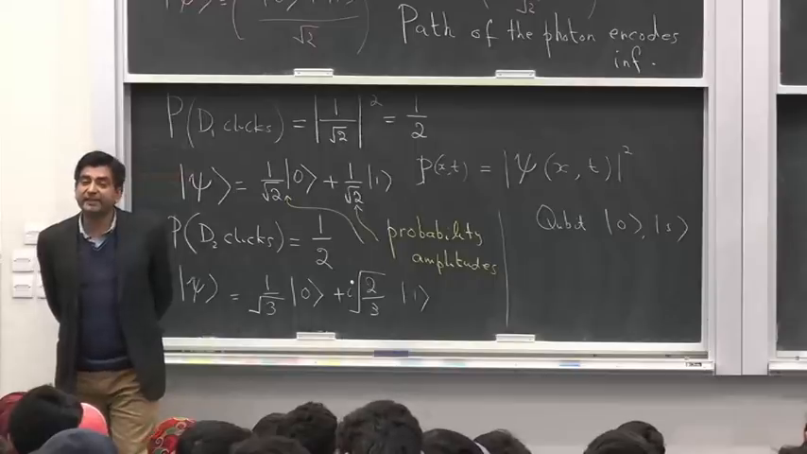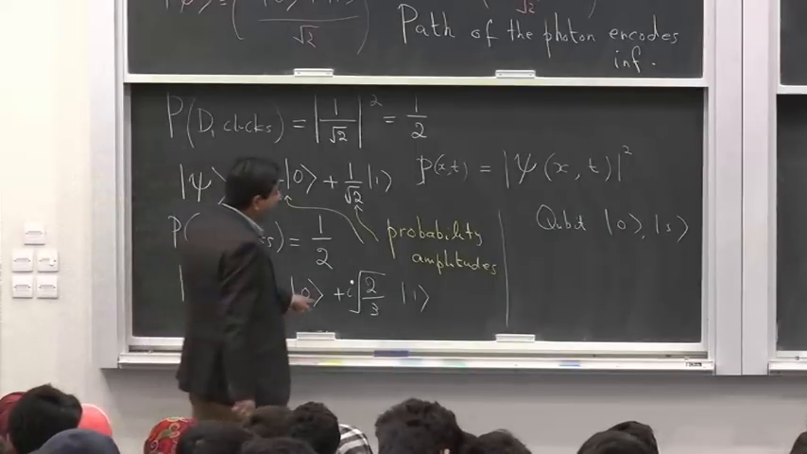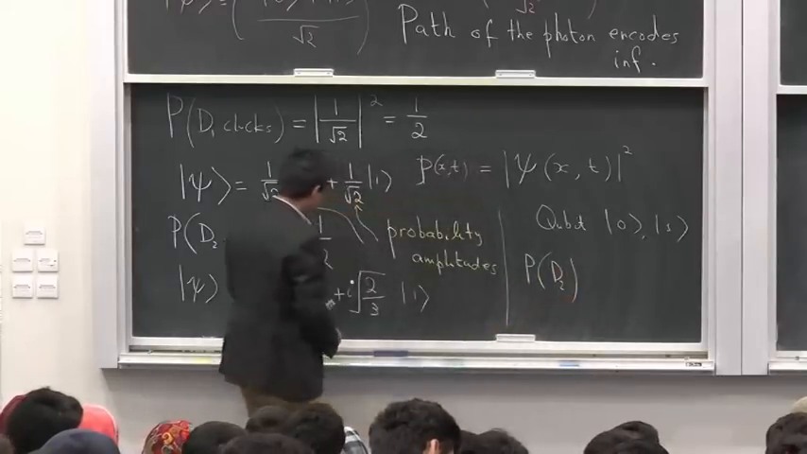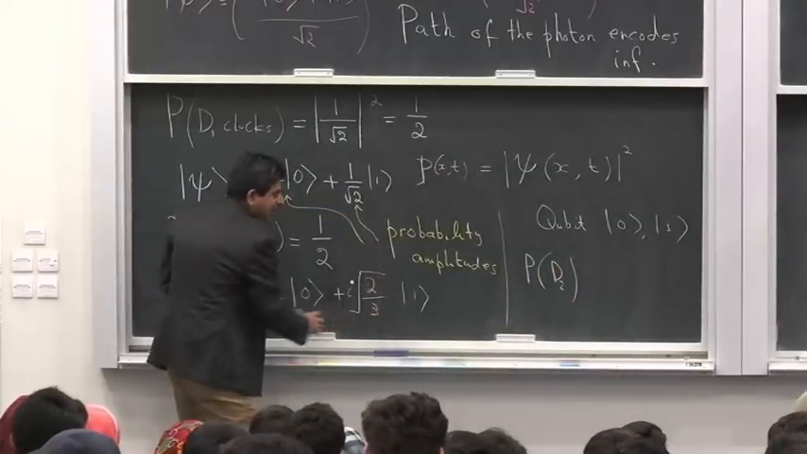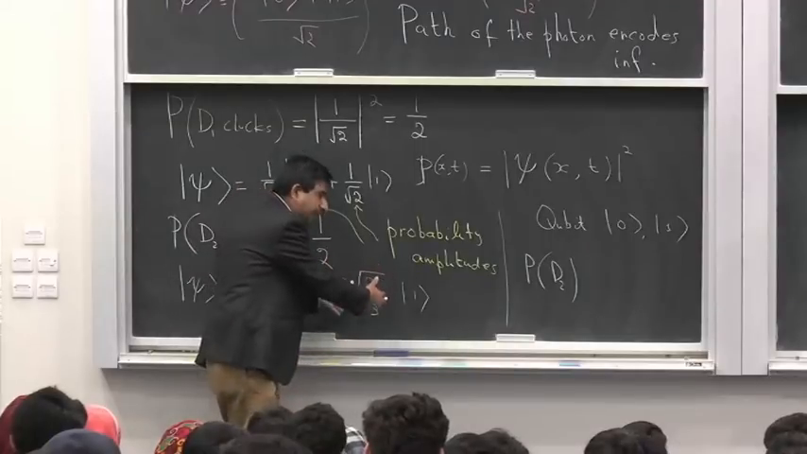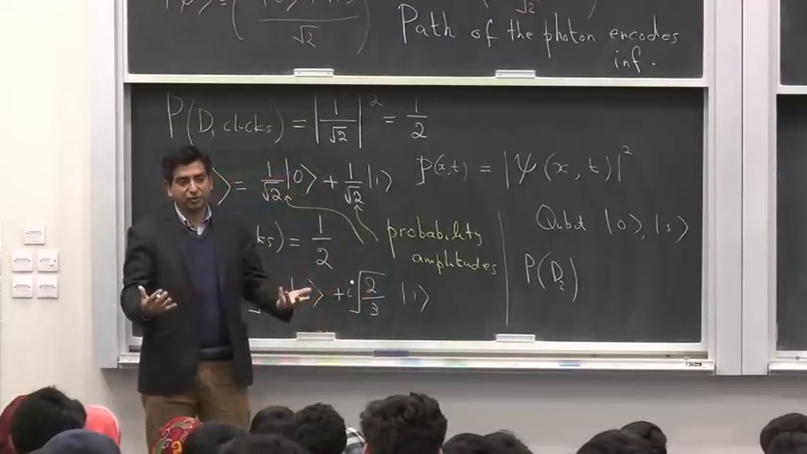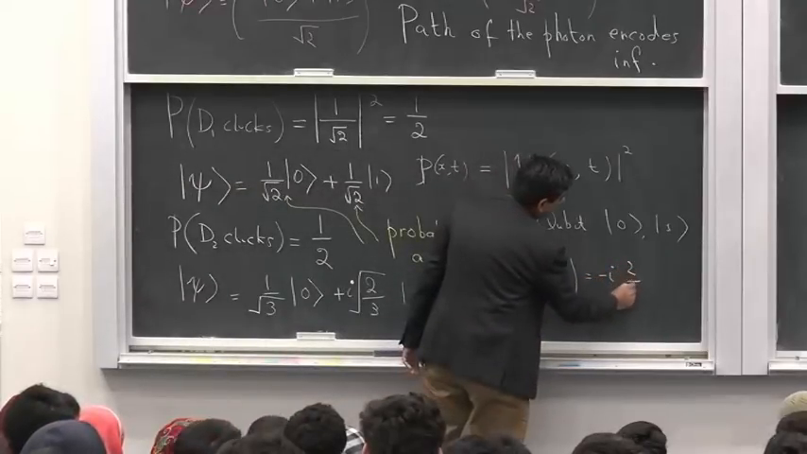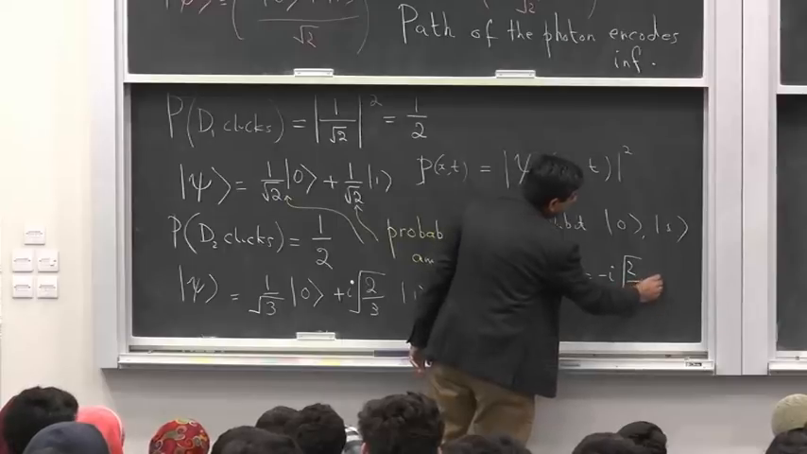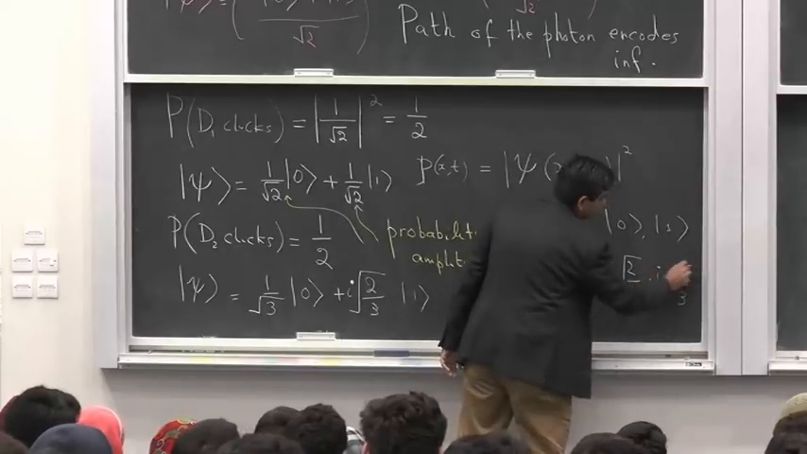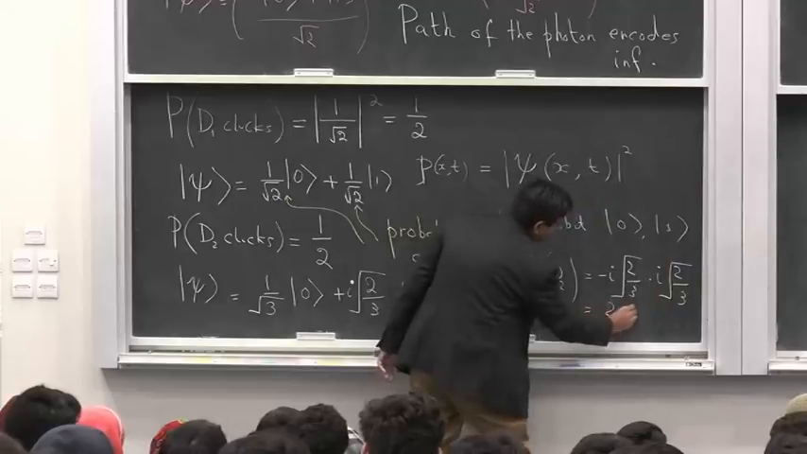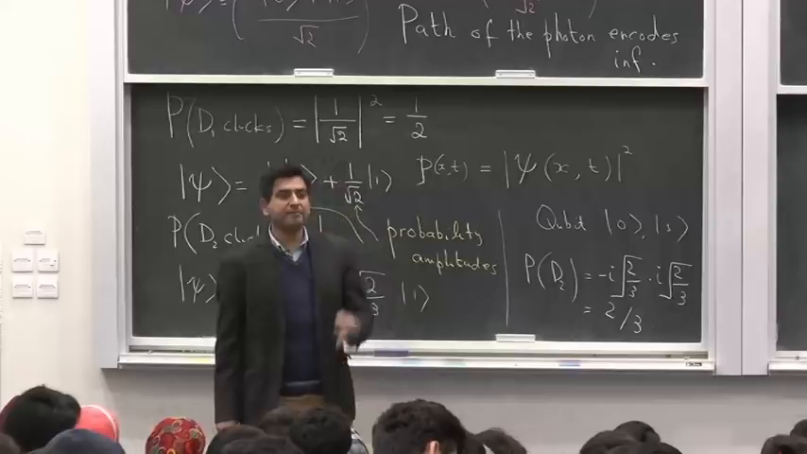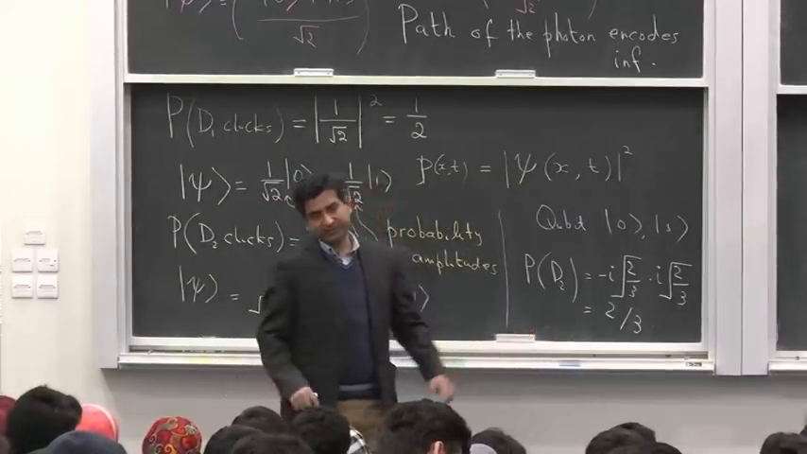First of all, probabilities cannot be negative. So if I find out the probability that D2 clicks, it's the modulus squared of this thing. Now the modulus squared of this thing is this number multiplied with its complex conjugate. Its complex conjugate is minus iota 2 over under root 3. The number itself is iota 2 over under root 3. This gives me plus 2 over 3. And the probability is real and it's non-zero and positive and less than 1, as we expect it to be.